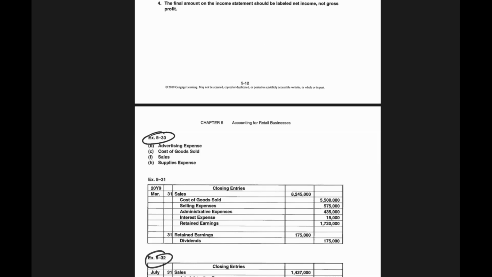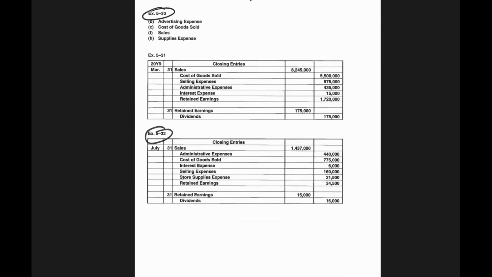And then lastly, for this part of the video, 32 closing entries. Prepare the July 31st closing entries for this company. Again, what are the closing entries? This is coming from chapter 4. This is review. Our revenue and expenses, and then our dividends. So here, we debit our revenue. We credit all of our expenses. And the net goes to retained earnings.